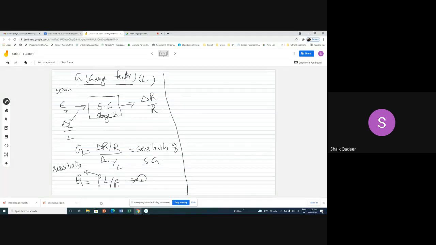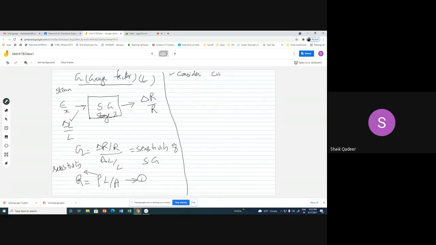Okay, have you written this? The resistance of a conductor is given by this value. Is it okay? Yes, sir. This is the general formula of resistance of a conductor.